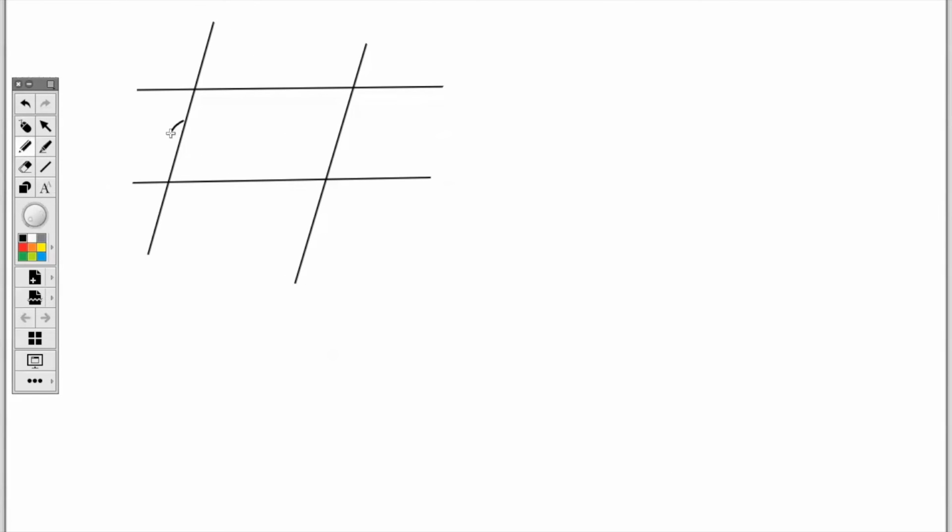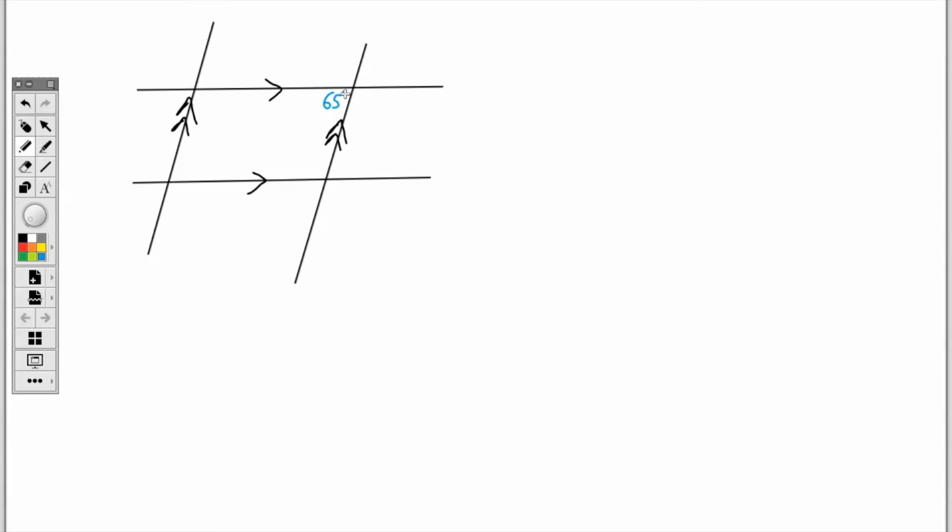Here we have two lines that are parallel. So these two lines are parallel to each other. And the next set, they are parallel to each other. So I'm going to put a double arrow to show that these two are parallel to each other. So we have two pairs of parallel lines. Now I am going to find some unknowns.